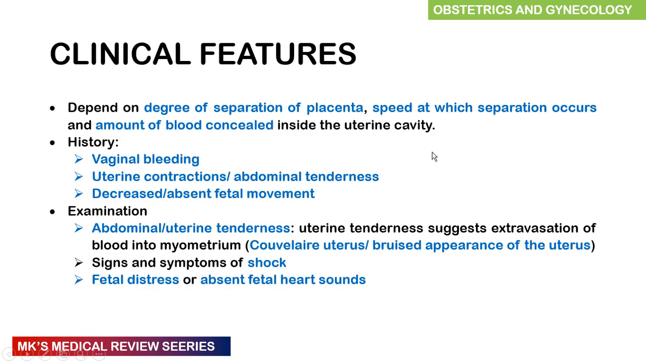Now, the clinical features pretty much depend on the severity, as I've already explained, the degree of separation, and then of course the amount of blood that is concealed inside the uterus. But generally, women are going to present to you with, number 1, vaginal bleeding, number 2, uterine contractions with abdominal tenderness, number 3, decreased or absent fetal movements on your history. And when you examine this woman, there may be some abdominal or uterine tenderness. Of course, this is going to be suggesting extravasated blood into the myometrium. Remember, the Couvelaire uterus. There may be signs and symptoms of shock. There may be fetal distress or even absent fetal heart sounds.